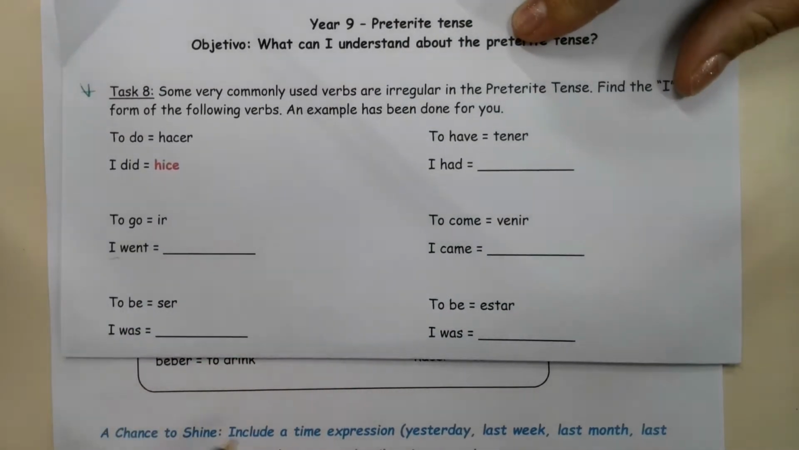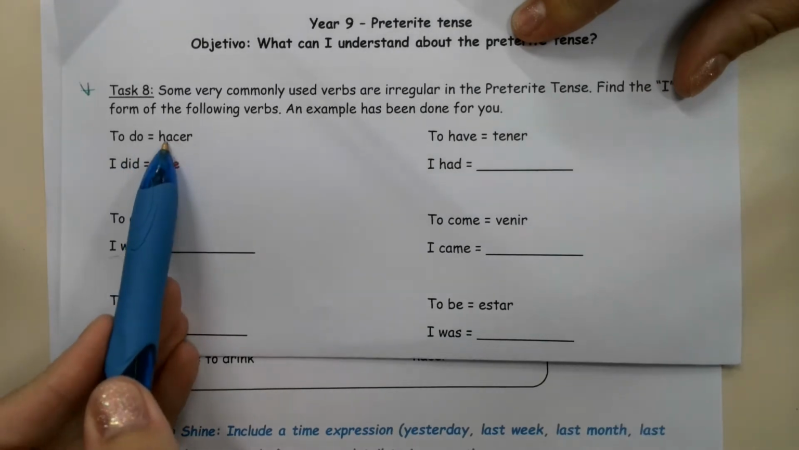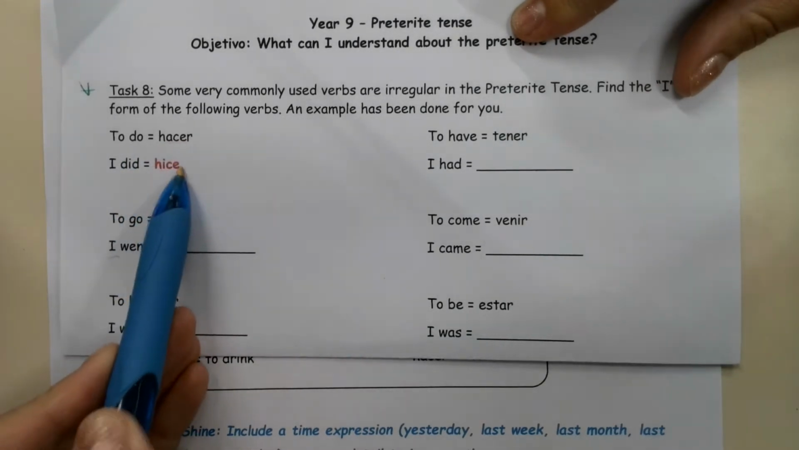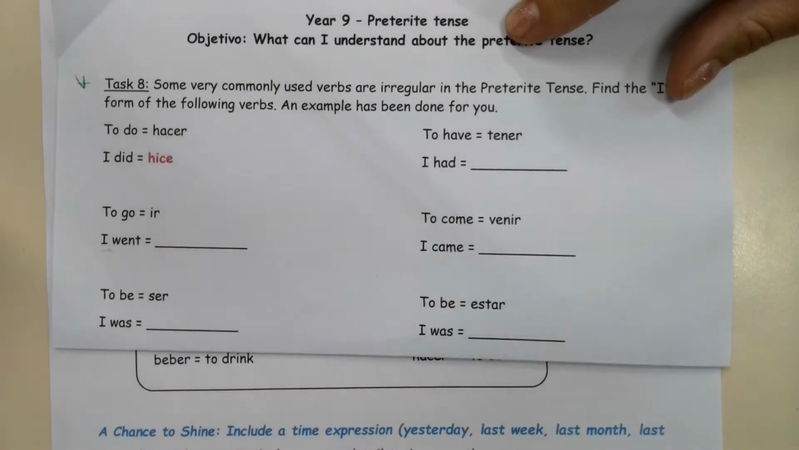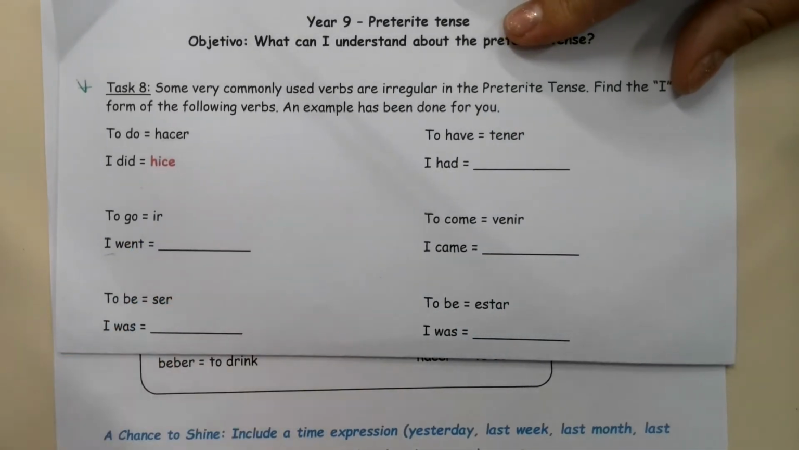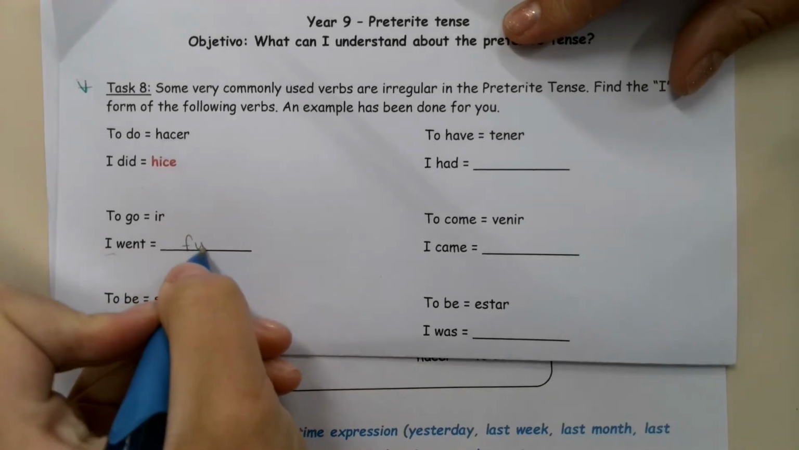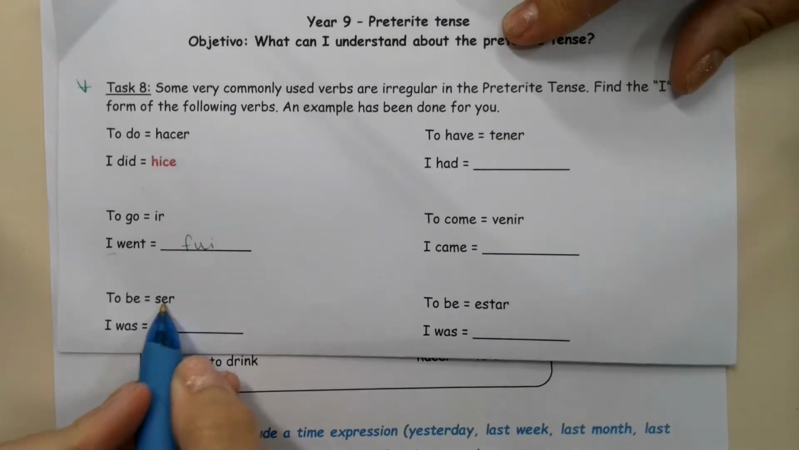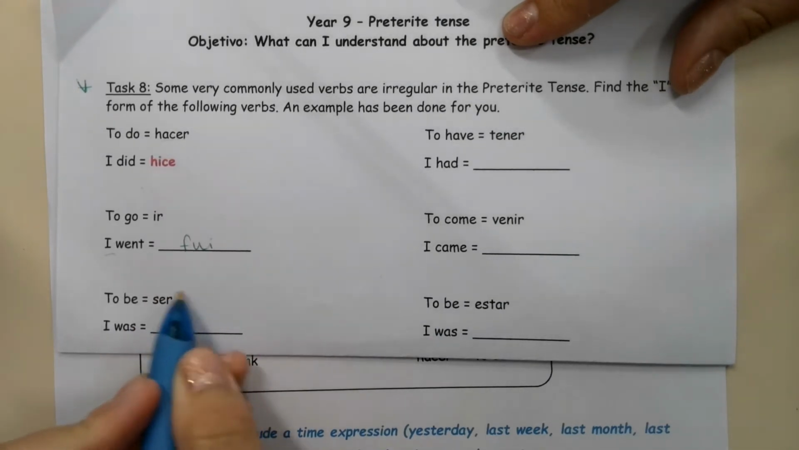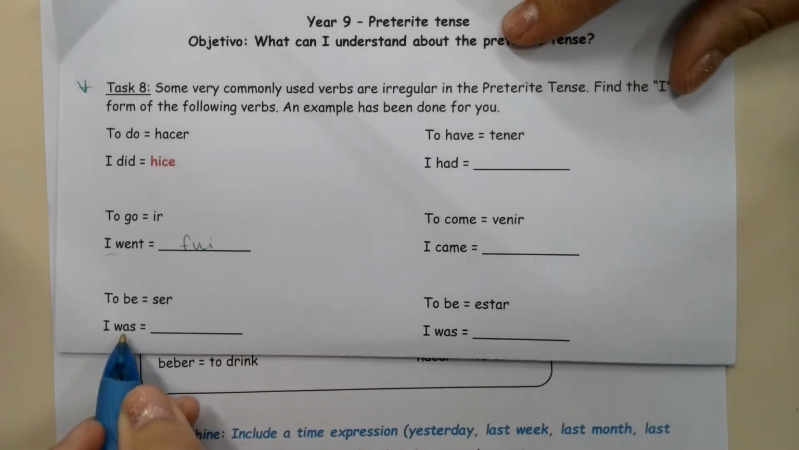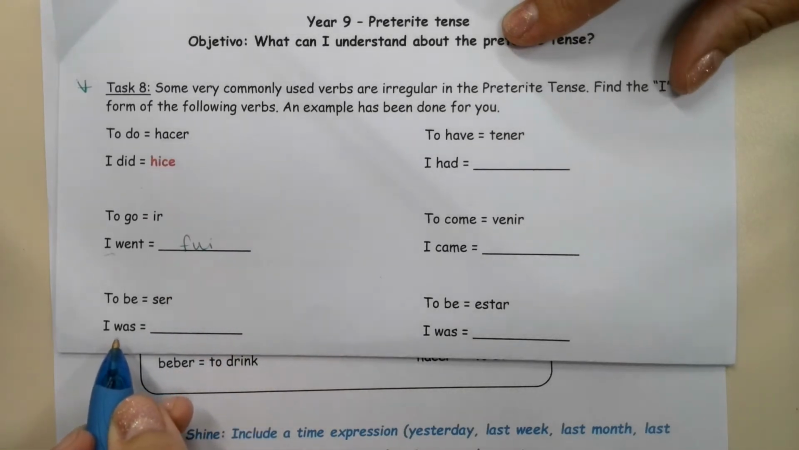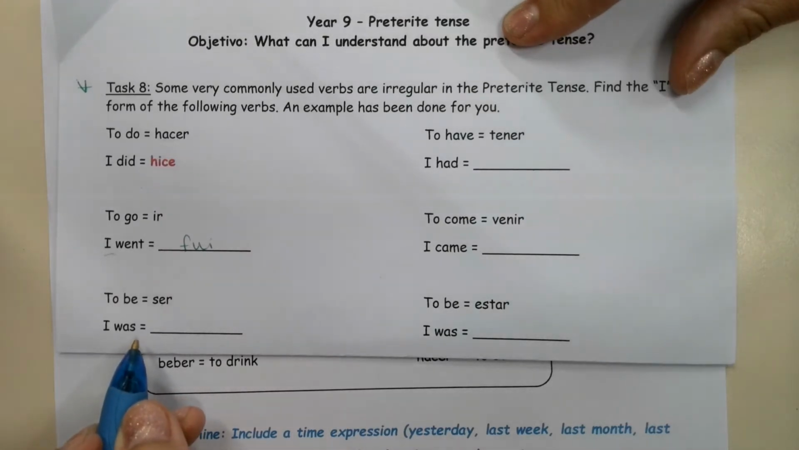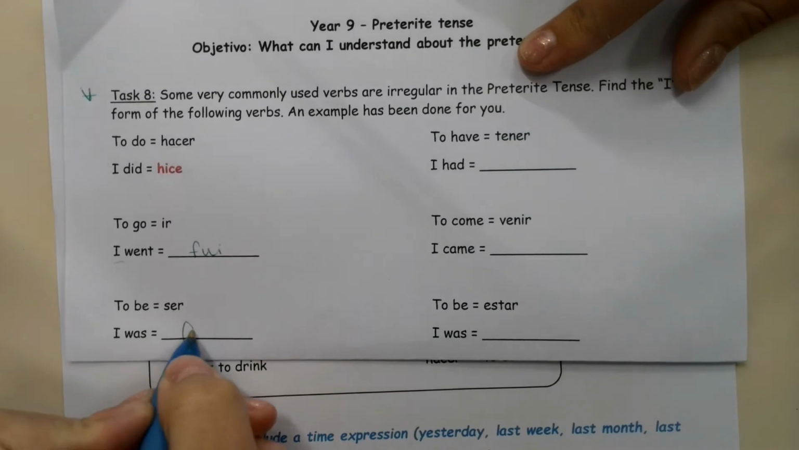So I've looked at the I form just to keep it nice and simple. So to do is hacer, but I did doesn't follow the normal rules, it goes to hice. Okay, so that's worth noting. To go is the verb ir, but that doesn't follow normal rules. I went is fui. To be is ser, when we are describing things or talking about characteristics. And I was, so for example, I was happy, or I was generous, or I was a waiter, okay? Something that we're describing there, we would use fui.